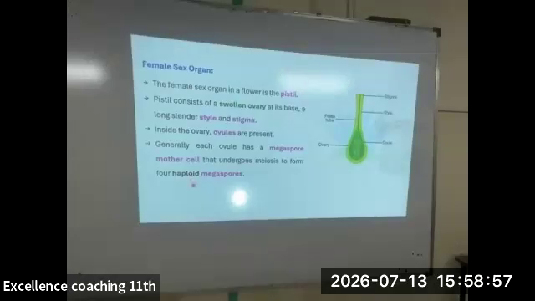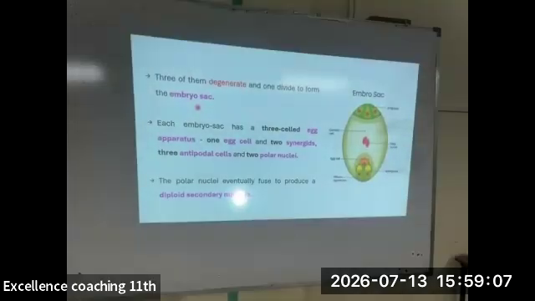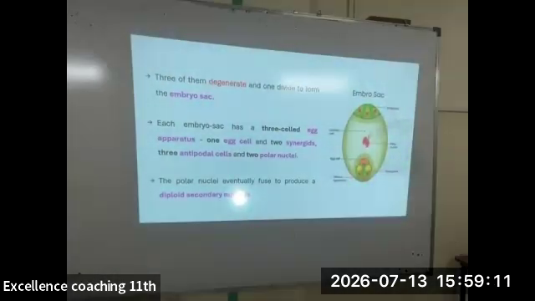So haploid megaspores, how many are there? Meiosis happened, so what? There are 4, right? Out of which 3 are degenerating, and only one forms the embryo cell. What is embryo cell? This is embryo cell.